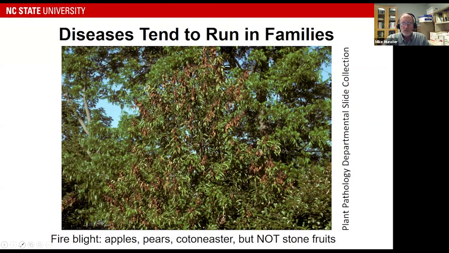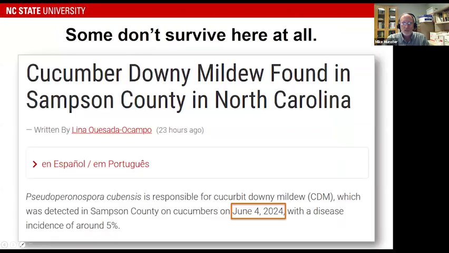Returning, though, to the subject of the survival of our pathogens, here's an example of one that doesn't survive at all in North Carolina. This is cucurbit downy mildew. And as it happens, yesterday, the announcement came out that the day before, it was confirmed for the first time this year in North Carolina. It only survives in warmer climates, say Florida, and then each year makes its way north on wind currents. And sometime, this is a pretty typical time for it to show up, it will appear in North Carolina, and then growers have to be aware of it.